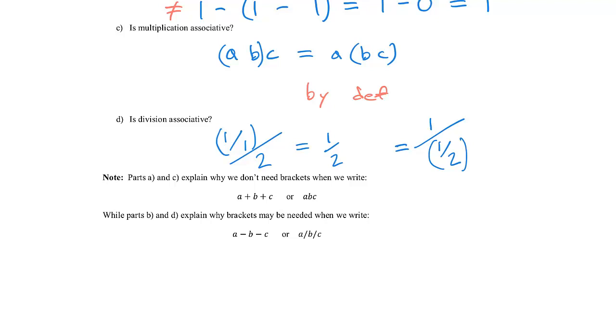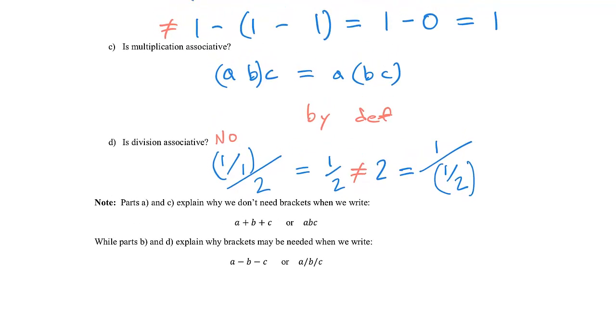1 divides up into 2 groups when we divide by half, when each group is 1/2, and you start with 1, you get 2. These two numbers are not the same, which shows that it's not associative for division. However, for multiplication, we can say yes.